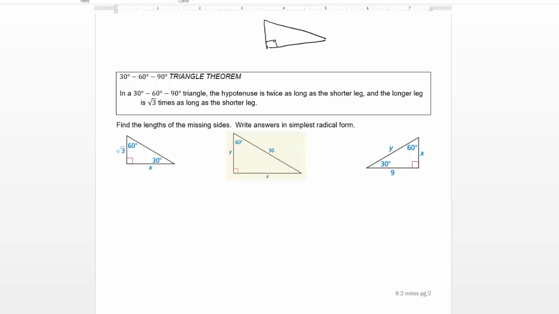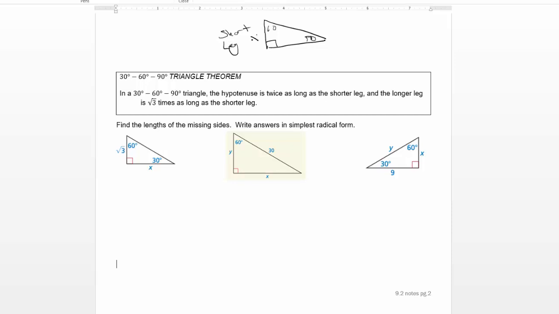A 30, 60, 90 right triangle might look something like this, where we have a right angle, a 30-degree angle, and a 60-degree angle. We said in the prior video that this comes from splitting an equilateral triangle in half with an altitude. So this side of the original equilateral triangle is the hypotenuse, and the side that was cut in half is this side that's across from the 30-degree angle. We call this side the shorter side, or the short leg.